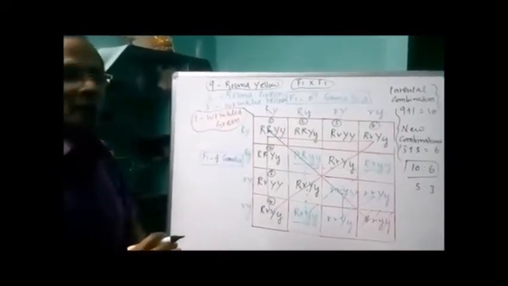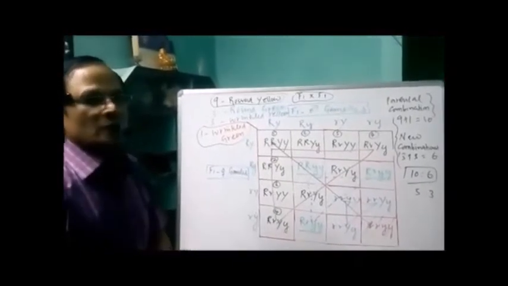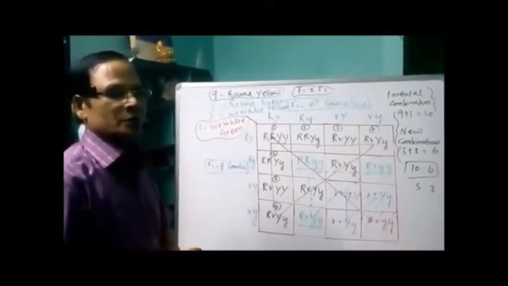Now we have worked out the phenotypic ratio. Is there any genotypic ratio? Is it possible to find out the genotypic ratio in the case of such organisms?